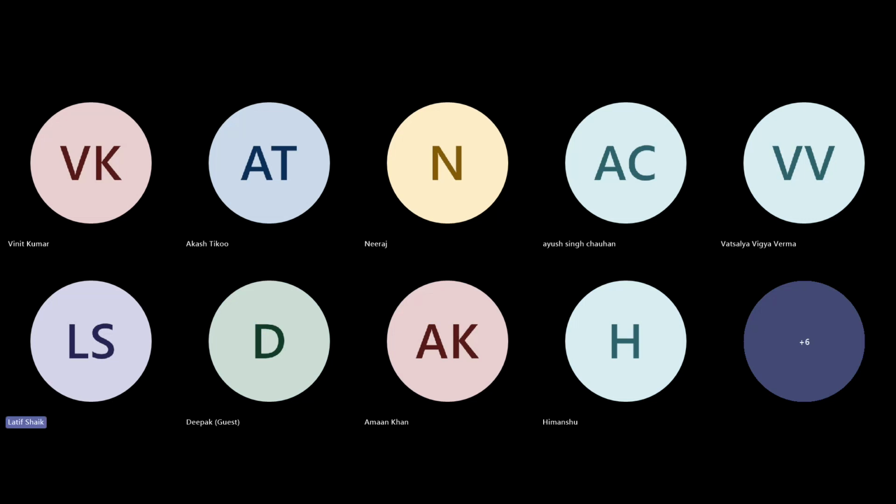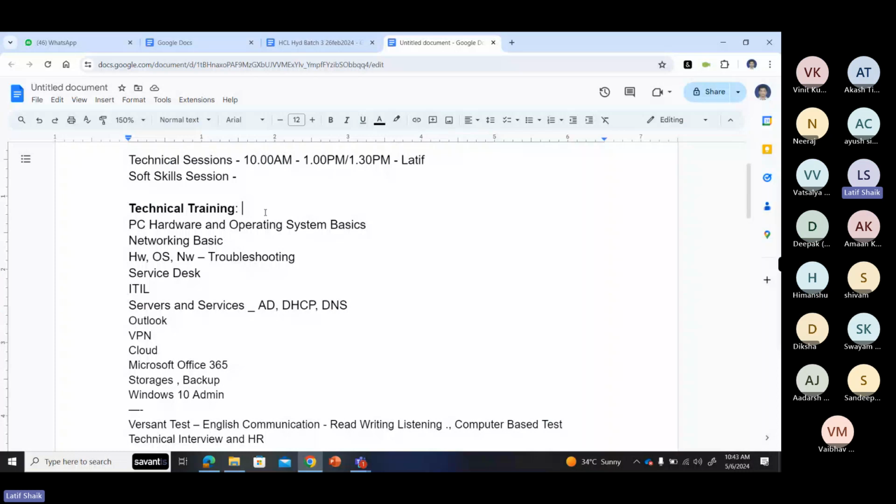Okay, so we will cover basic hardware and networking, troubleshooting related to hardware and networking, and basic troubleshooting things about the service desk. Okay, about ITIL and servers and services, meaning what are the different types of servers. In that we are also going to discuss Active Directory, DHCP, DNS. Also important is what Outlook is and its purpose, and what a VPN is. Okay, what is the purpose of VPN?